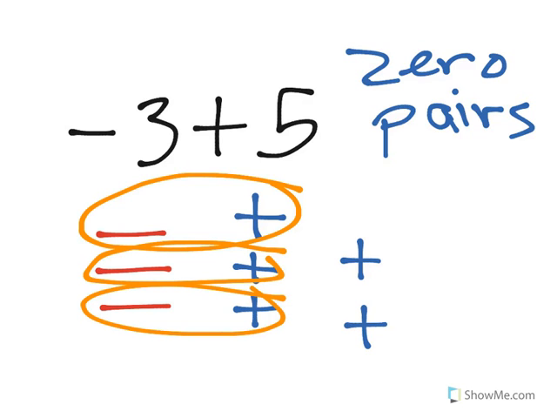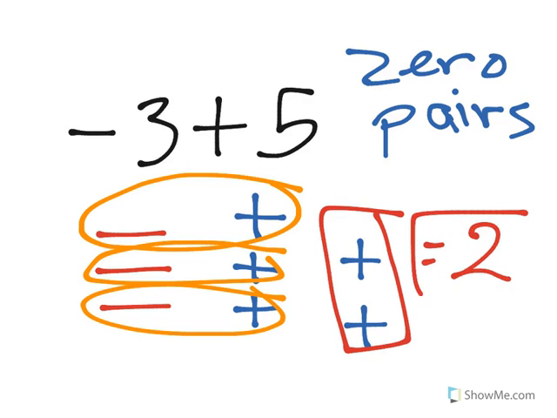That's 0. So then you look at what you have left over. And what you have left over is 2. But more specifically, 2 positives, or simply positive 2. And you're done. So the sum of negative 3 and positive 5 is positive 2. All right, let's look at another example.